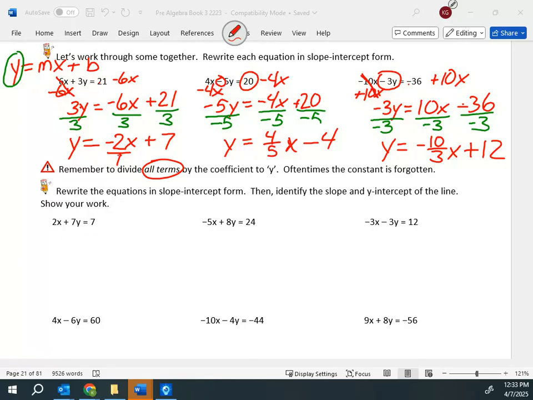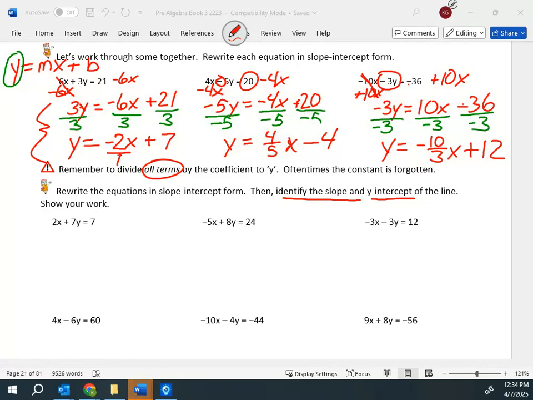Rewrite the equations in slope-intercept form. Then, we have to identify the slope and the y-intercept of the line. Show your work. This is showing our work.